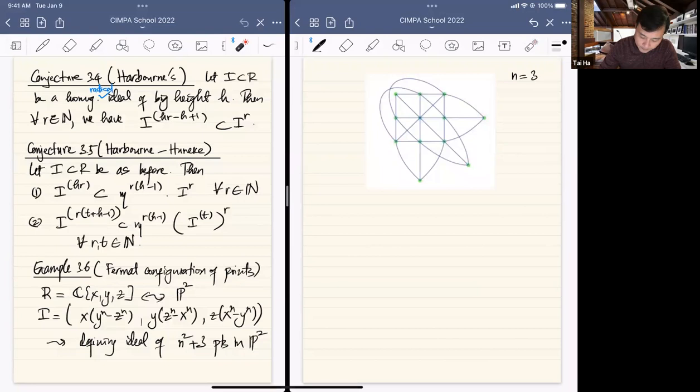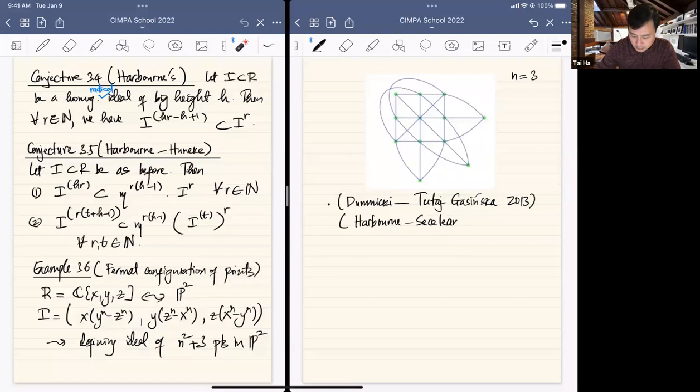And it is proved by Dumnicki and Tutaj-Gasinska in 2013 when n equals 3, and more generally by Harbourne and Seceleanu in 2015 for all n, that if you look at the third symbolic power, it fails to be inside I squared.